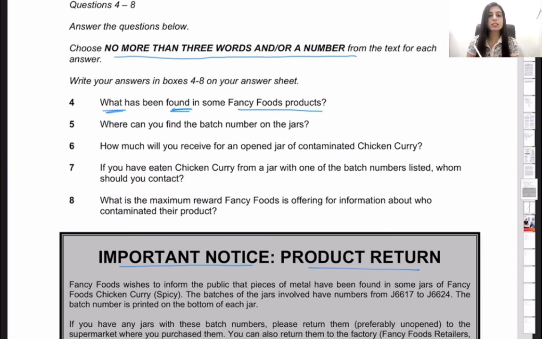The next one says, where can you find the batch number on the jars? So which part of the jars, whether it's the top of the jar, side of the jar, bottom of the jar, or inside the lid of the jar? We can expect any of these as the answers. So where can you find the batch number?